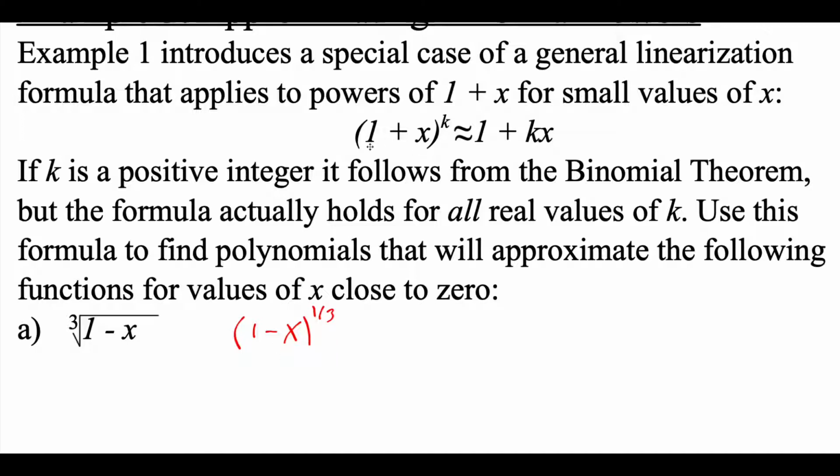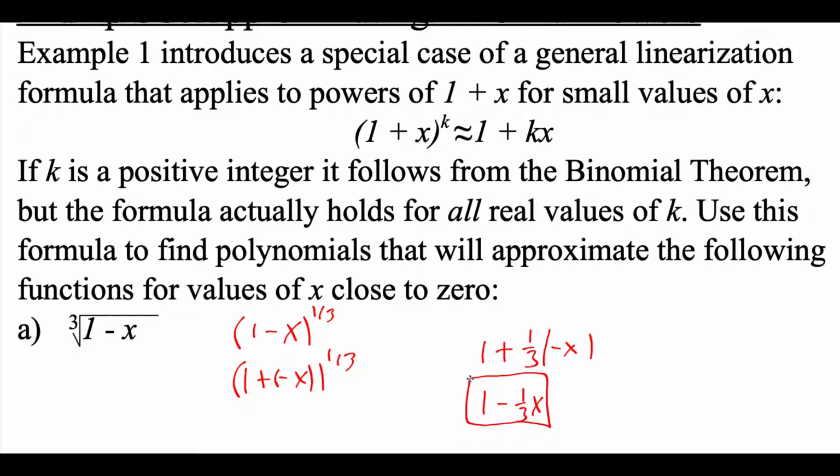Now our formula technically says 1 plus x. I can change this to say 1 plus negative x, all being raised to the 1/3 power. And now it's set up how I need it to be in order to use this approximation formula. So then this would approximate into being 1 plus the k value, which is the power. So that's going to be 1/3 times the x, but in here we've actually got a negative x. So then this will actually be 1 minus 1/3 x. So this will be our approximation for x values that are small.